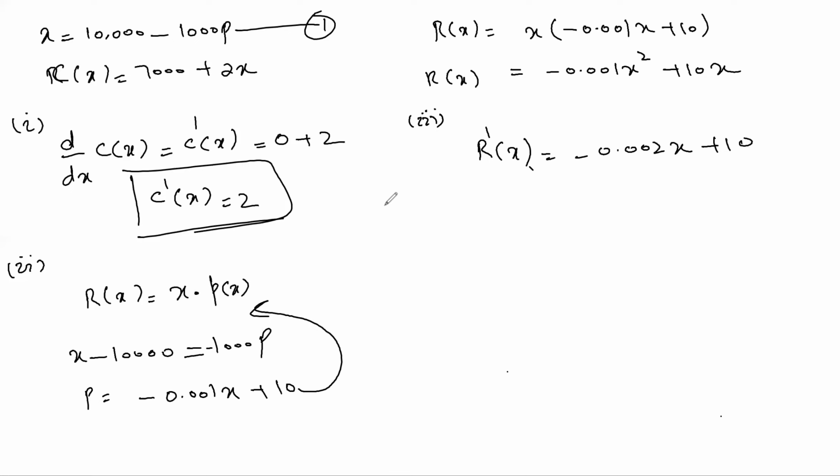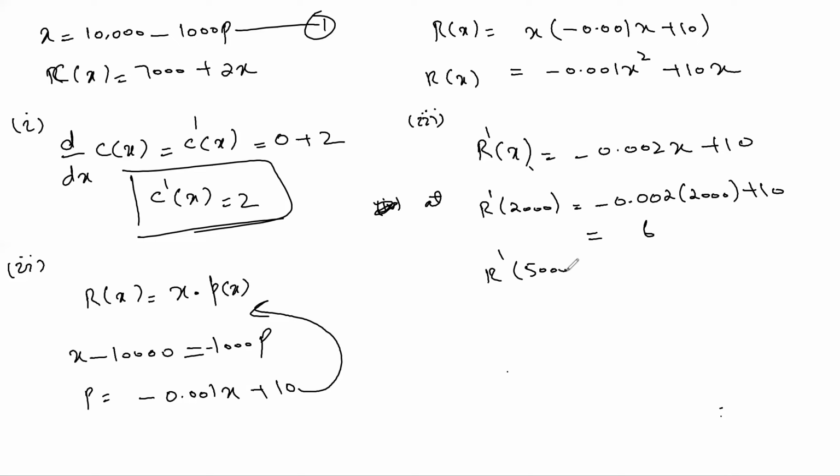Now we find the revenue, at first we find the marginal revenue at 2000. What would it be at 2000? So it is minus 0.002 times 2000 plus 10. So it is 6. And then at 5000, it would be 0. And at 7,000, it is minus 4.